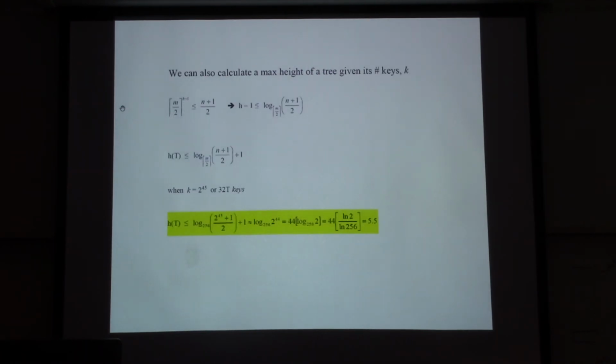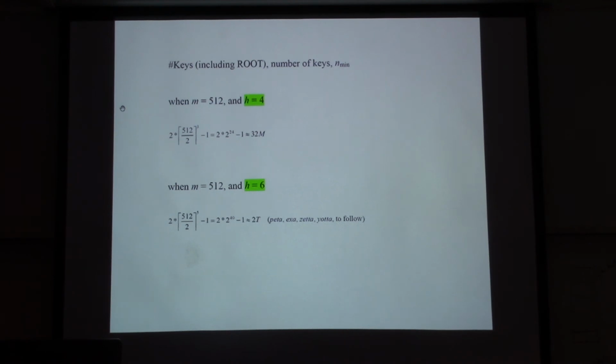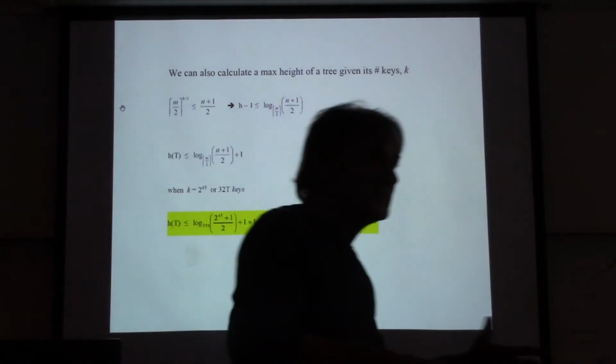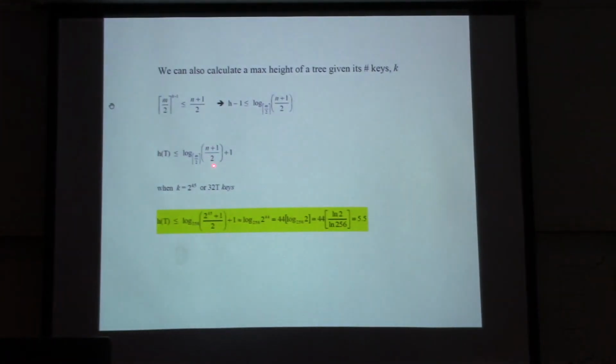So now, this is a very, very interesting calculation. Since we have in our calculations the value of h, and h is really embedded here and here, we can actually calculate a maximum height of a tree given its number of keys. So we can solve for h. What we have here is ceiling of m over 2, to the h minus 1, is less than or equal to n plus 1 over 2. And we get from here to here, and then we can find that the height of the tree will be less than or equal to log to the base ceiling of m over 2, because that's the exponentiating number, m over 2, that's what it's growing by, of n plus 1 over 2, plus 1.